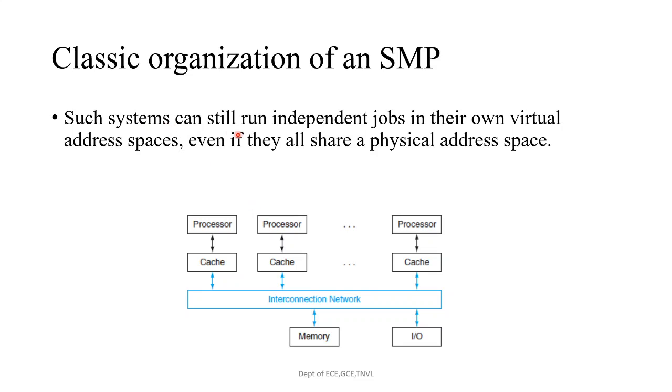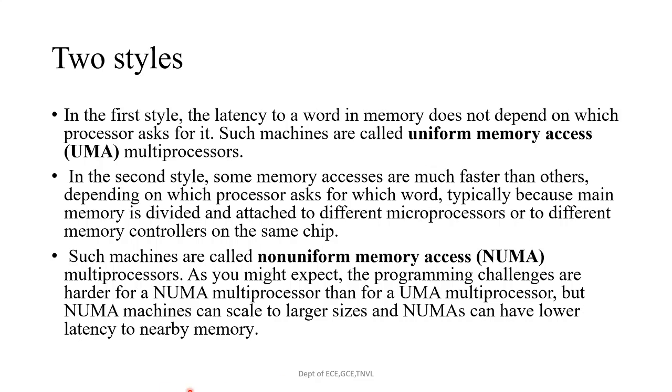These systems can still run independent jobs in their own virtual address space, even if they all share a physical address space. So here there are two styles. In the first style, the latency to a word in memory does not depend on which processor asks for it. Such machines are called Uniform Memory Access multiprocessors, or UMA.